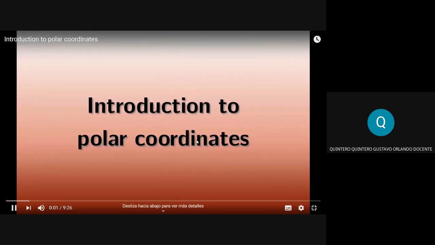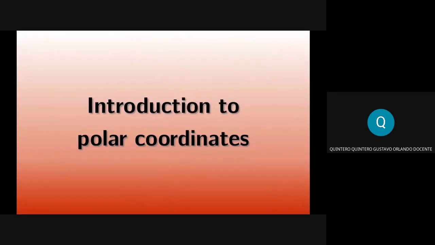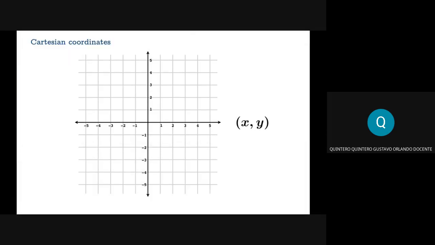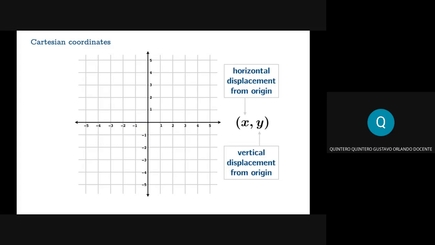This video is meant to be an introduction to polar coordinates. First, let's review standard Cartesian coordinates. You've probably worked with these quite a bit. When you write down the coordinates of a point as x comma y, the first coordinate is telling you the horizontal displacement from the origin, and the second coordinate is telling you the vertical displacement. So for example, the point 3 comma 2 is where you would arrive if you started at the origin, moved to the right 3 units, and then moved up 2 units.